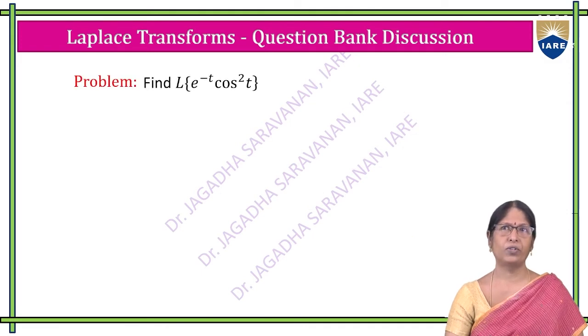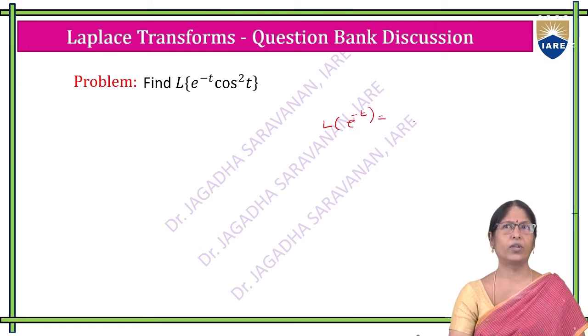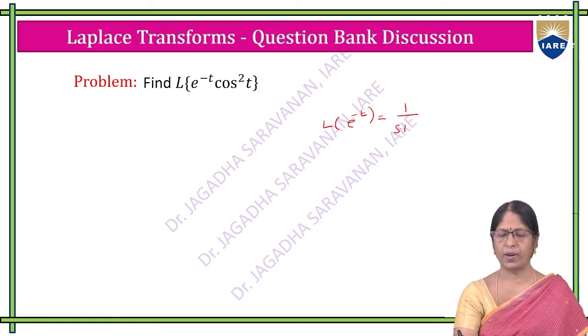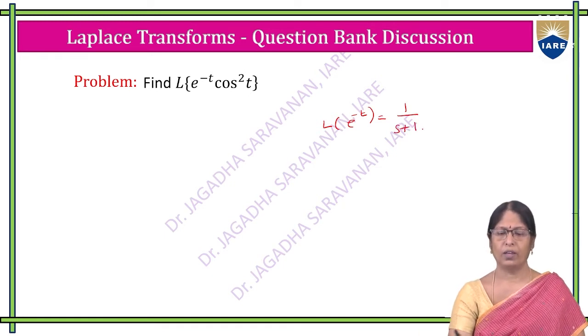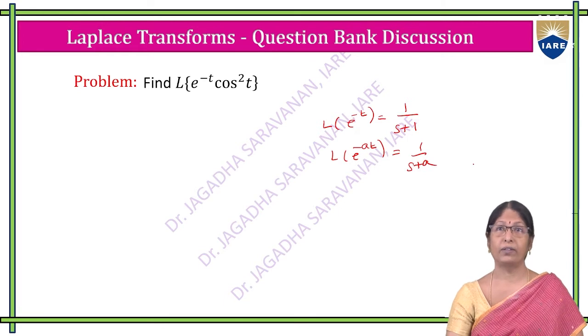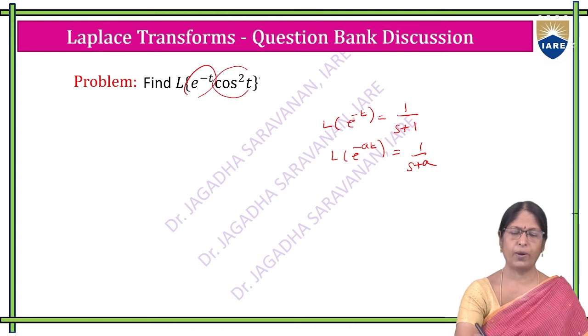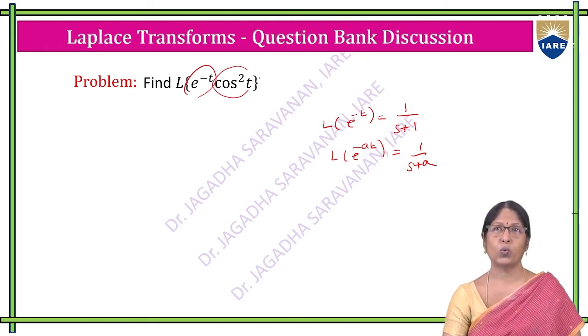So the next question in our question bank is L of e power minus t cos square t. If our question were L of e power minus t, easily we can do it: 1 by s plus 1, because we have the formula e power minus at, it is 1 by s plus a. But it is e power minus t, one term, multiplied by another, cos square t. Yes, we are facing a problem.